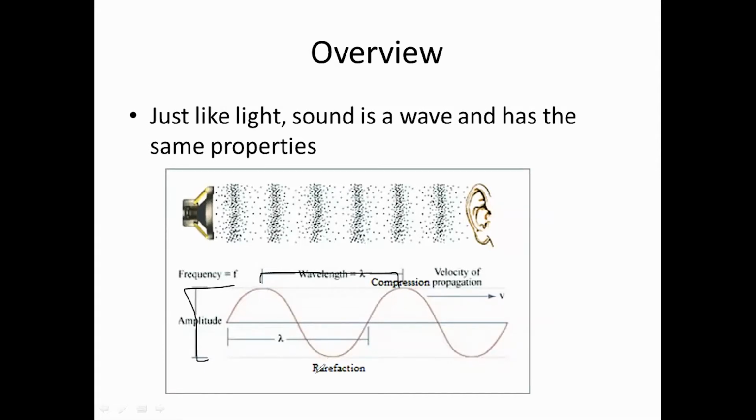These two terms you don't really need to know: rarefaction and compression. Compression refers to this diagram, this dotted diagram. Compression is specifically this, where this line is in the middle. Rarefaction is this, where there's no line in the middle, but you really don't have to know that.